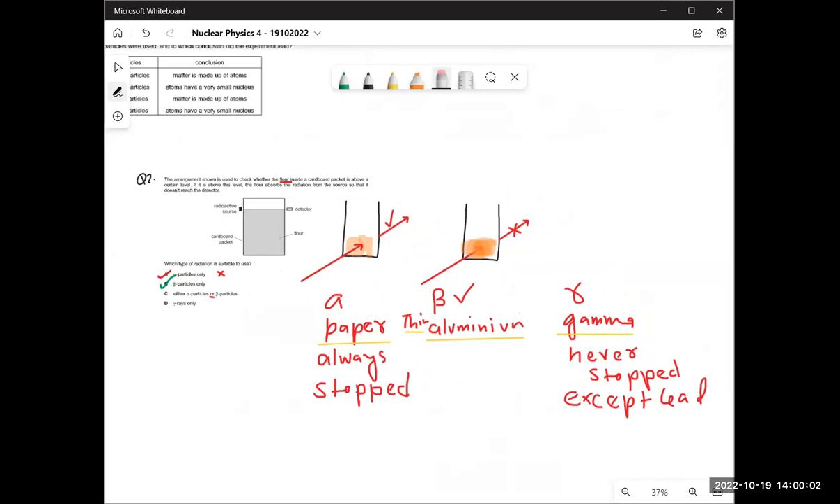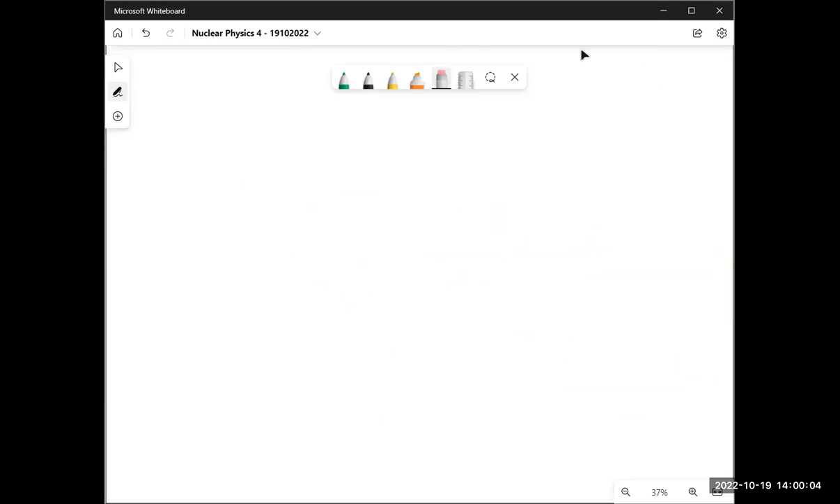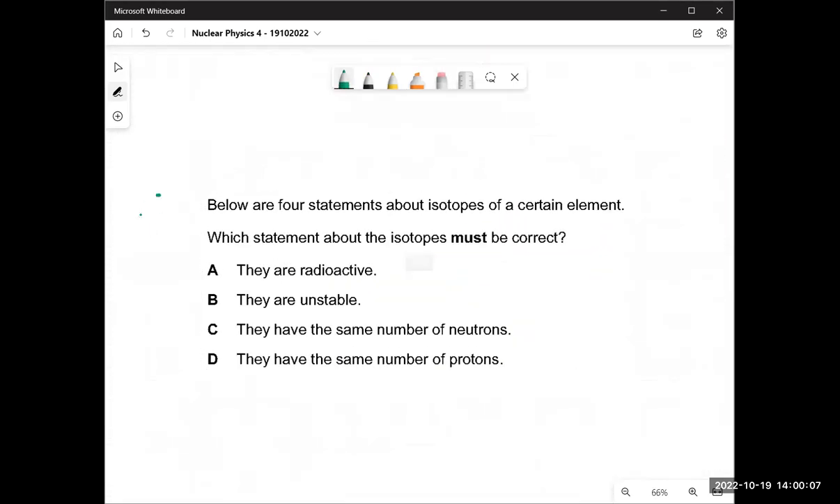Now, next one. Read the question, Anas. Okay, so below are four statements about isotopes of a certain element. Which statement about the isotopes must be correct? Must be correct. Okay, tell me. Answer, Ayan. A. Anas, A. Must be correct. A. Okay, that's Anas' answer. What about Ayan? What do you think?